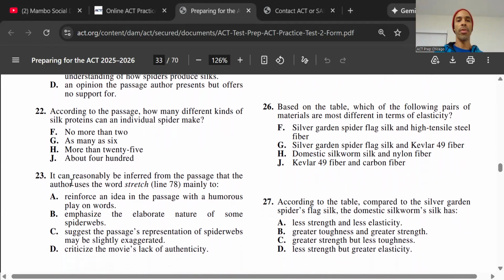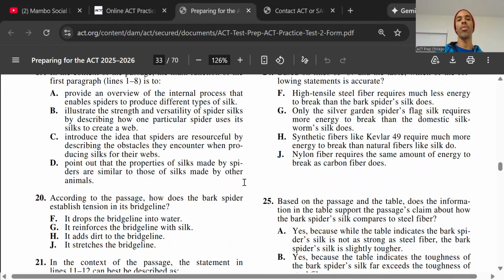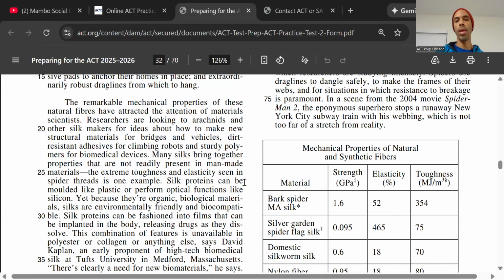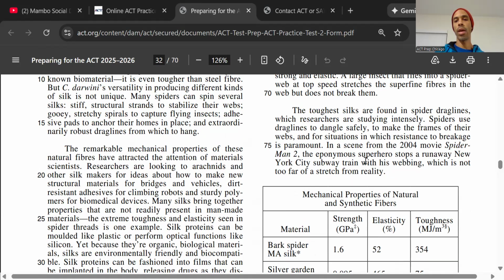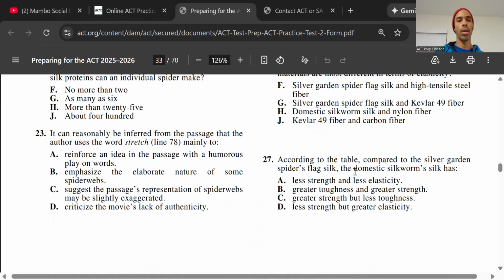It can reasonably be inferred from the passage that the author uses the word stretch mainly to reinforce an idea in the passage with a humorous play on words, emphasize the elaborate nature of some spider webs, suggest the passage's representation of spider webs may be slightly exaggerated, criticize the movie's lack of authenticity. Oh, so it's talking about the movie Stretch 78, which is not too far of a stretch from reality.